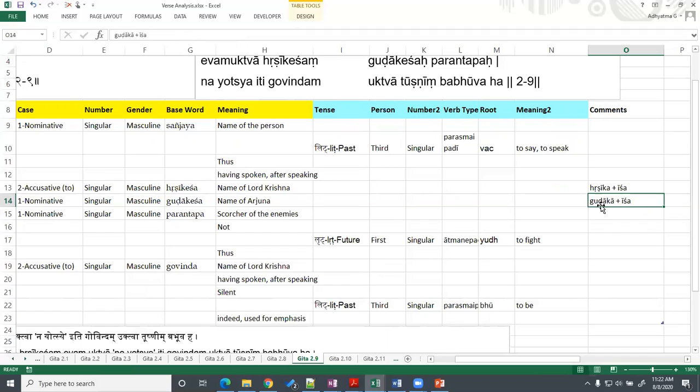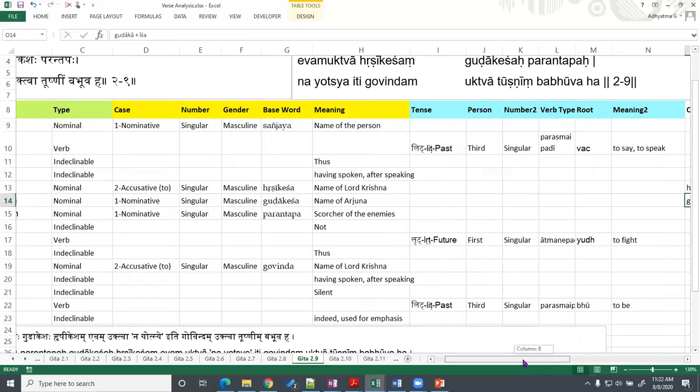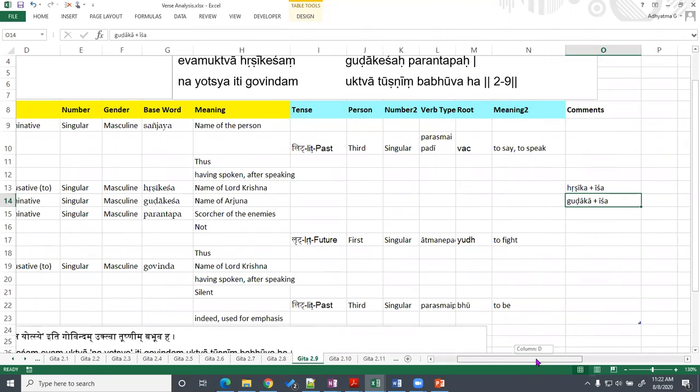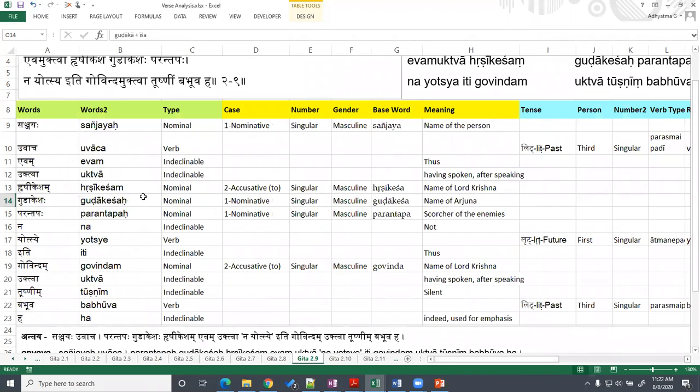So for Arjuna, he is saying he is the Lord of sleep, or essentially one who has overcome his sloth. So one who is not given to tamoguna. That's what the adjective for Arjuna, Gudakesha, specifies. Parantapa, another adjective for Arjuna, means the vanquisher of enemies. He is never the one to run away from the battle.